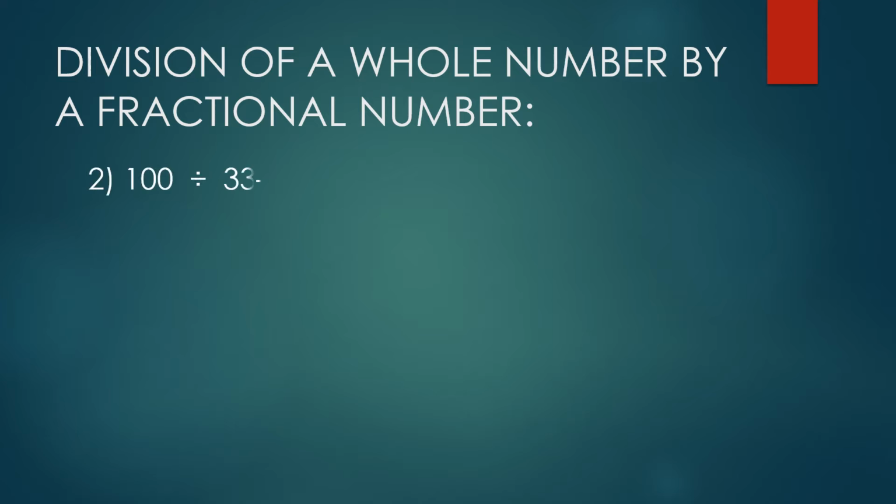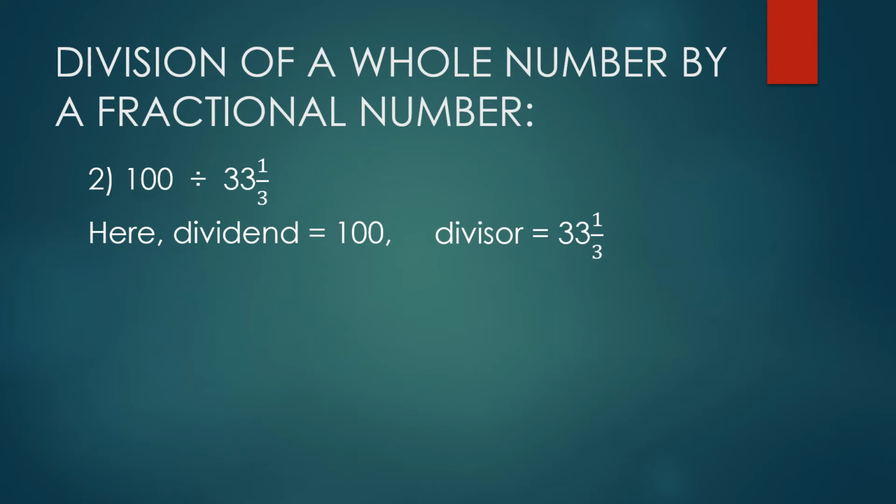Question number 2. 100 divided by 33 1 upon 3. Here dividend is equal to 100 and divisor is equal to 33 1 upon 3. And 33 1 upon 3 is a mixed number. So first we convert it into an improper fraction. 33 3s are 99 and 99 plus 1 is 100. So the divisor is 100 upon 3. So we write 100 divided by 100 upon 3.